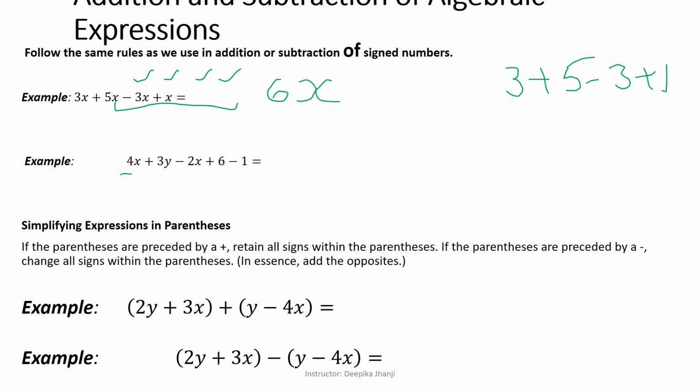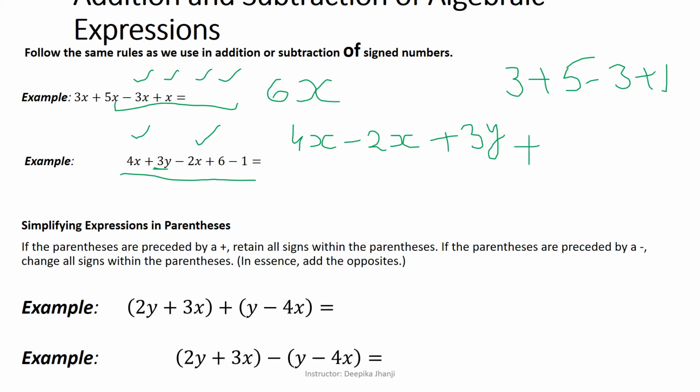Next expression, here we have some like terms and some unlike terms, right? Let's combine the like terms first. So I'll write down 4x. To combine negative 2x, I'll move here, right? And then 3y stands alone.